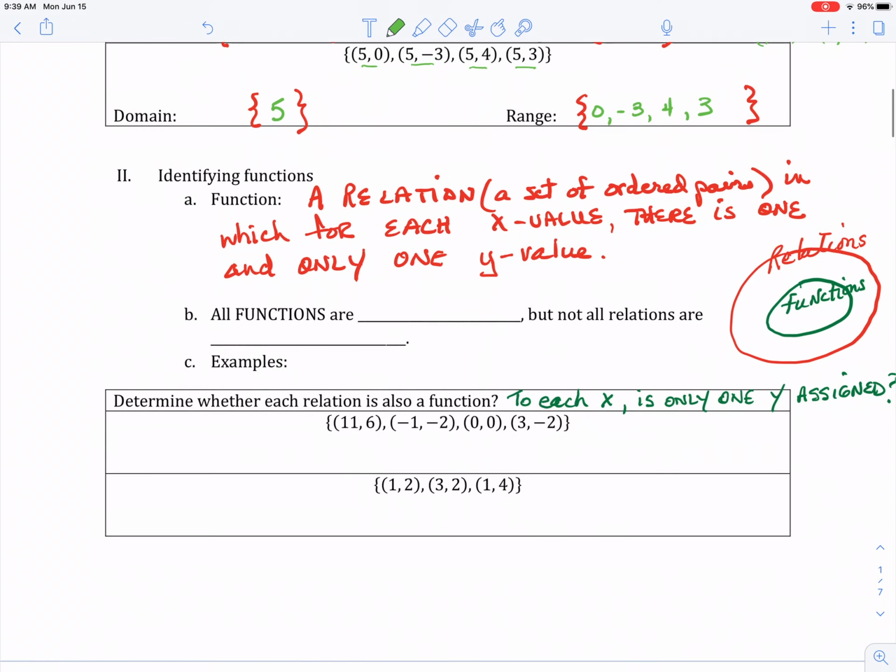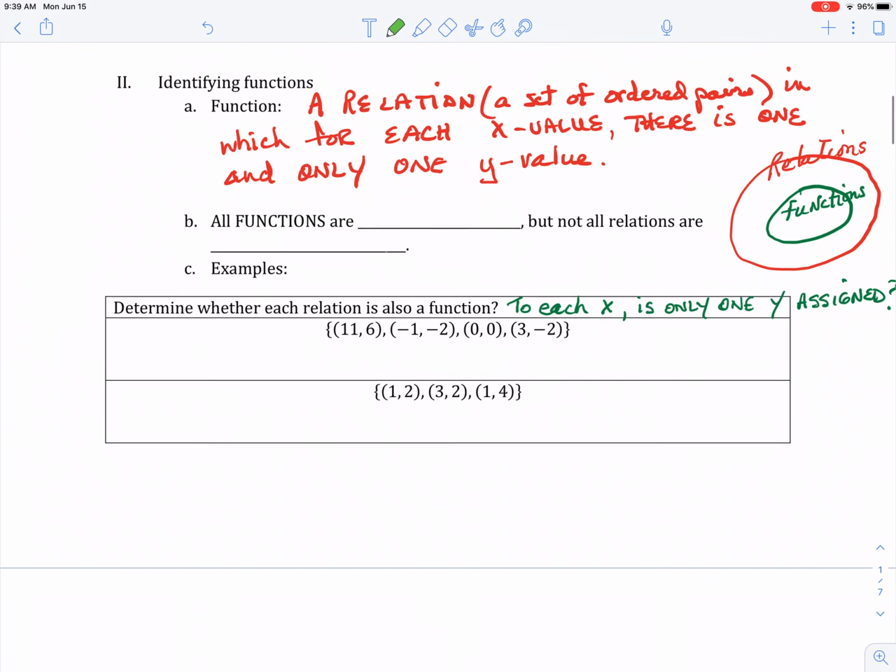All right, so identifying functions. This is your next word to learn. A relation, remember a relation is a set of ordered pairs. So a function is a relation, but it's got this finer restriction on it so that for each x value, there is assigned one and only one y value.